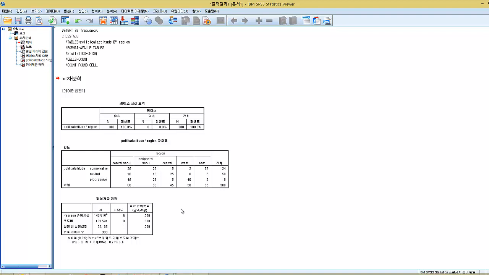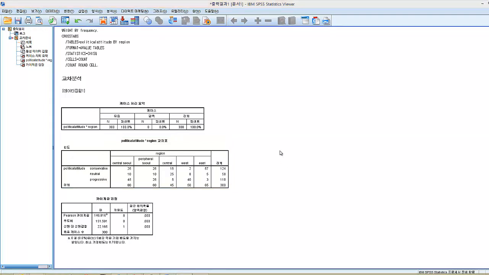And for the correspondence analysis, we should have dependency between 2 variables. And this data supports that there exists a relationship between region and political attitude. And consequently, we can draw a 2-dimensional coordinate where we can position the 5 levels or 5 categories of region overlapped with 3 categories of political attitude.